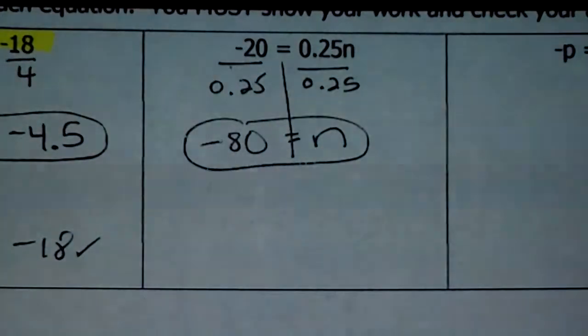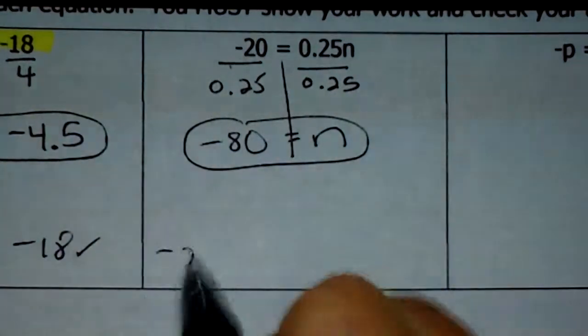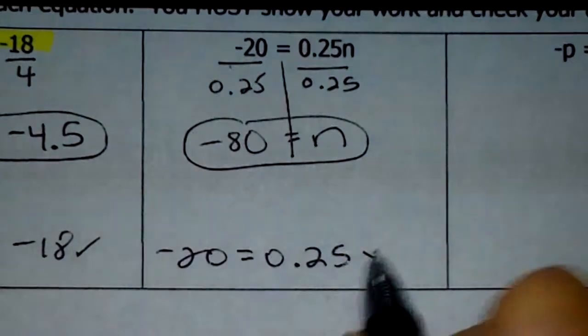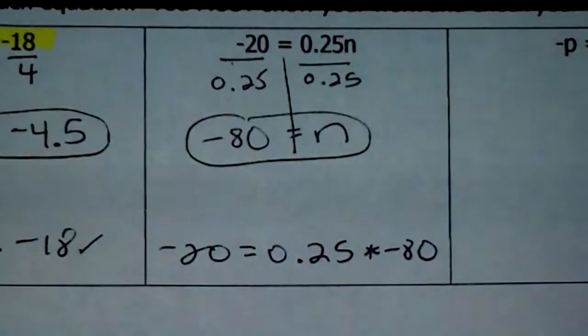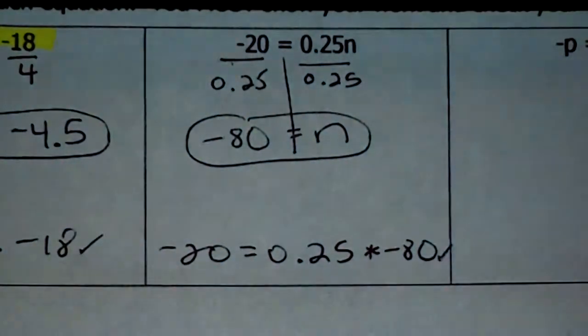That means the same thing as n equals negative 80, so don't worry about it. It's okay that the n's on the other side. If you're like, I don't believe that, how come that number's so big? Is that really true? Then see if negative 20 is equal to 25 hundredths times negative 80. When you take 0.25 and you multiply it by negative 80, you do get negative 20. So it's right. Again, it just took a second.